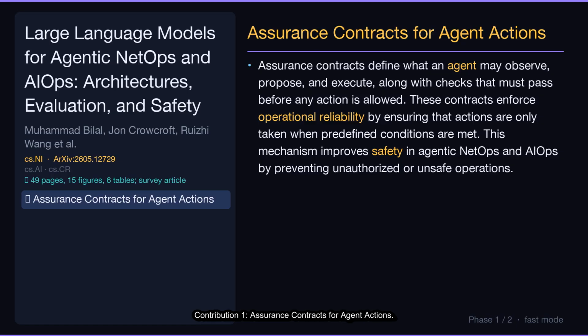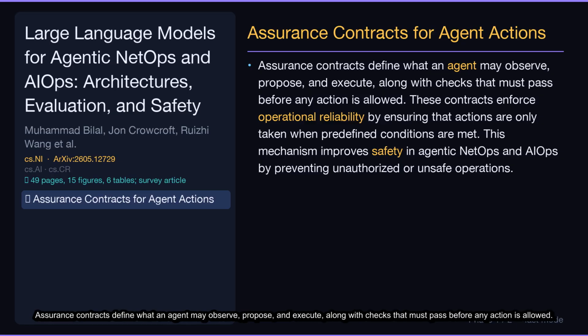Contribution 1. Assurance contracts for agent actions. Assurance contracts define what an agent may observe, propose, and execute, along with checks that must pass before any action is allowed. These contracts enforce operational reliability by ensuring that actions are only taken when predefined conditions are met. This mechanism improves safety in agentic NetOps and AIOps by preventing unauthorized or unsafe operations.